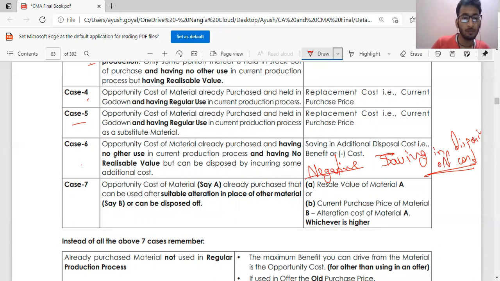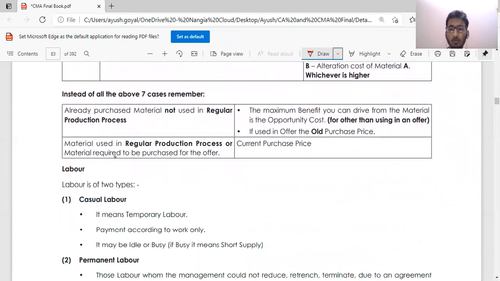So case 7: opportunity cost of material, say A, already purchased and can be used after suitable alteration of other material, say B, or can be disposed of. So simple thing, either you can take the price of material A or the price of material B up to the point it is made equivalent to material A. Basically you need to change material B somewhere so that you can make it similar to material A. So whatever the cost would be, that would be considered.